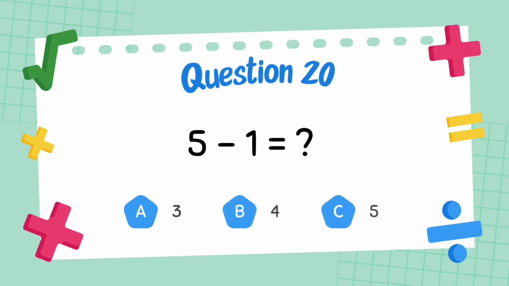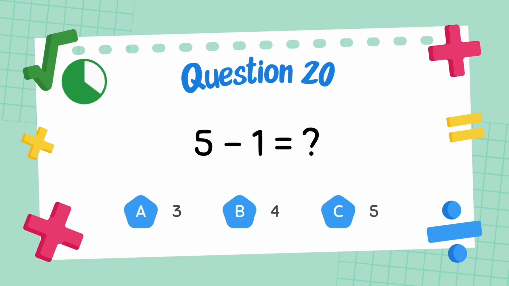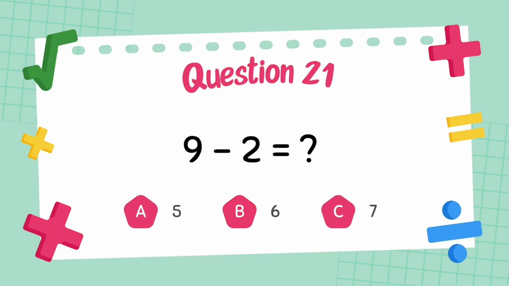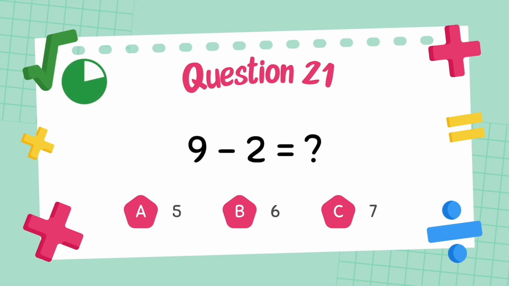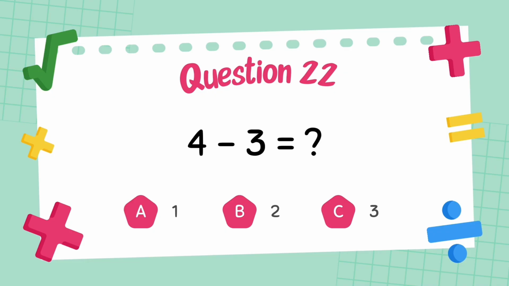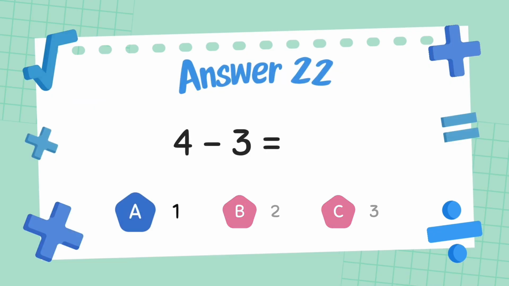What is 5 minus 1? The answer is 4. What is 9 minus 2? The answer is 7. What is 4 minus 3? The answer is 1.